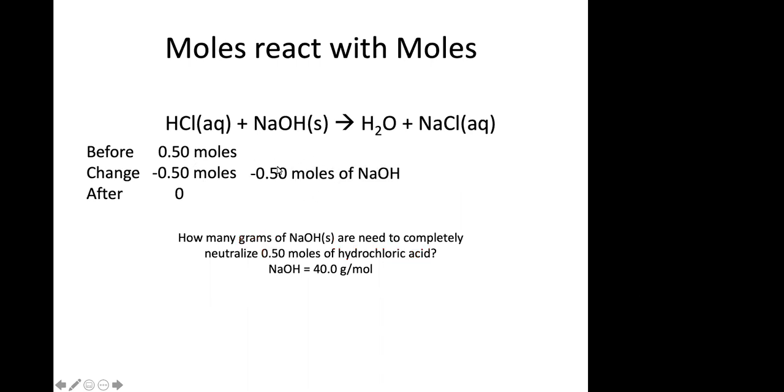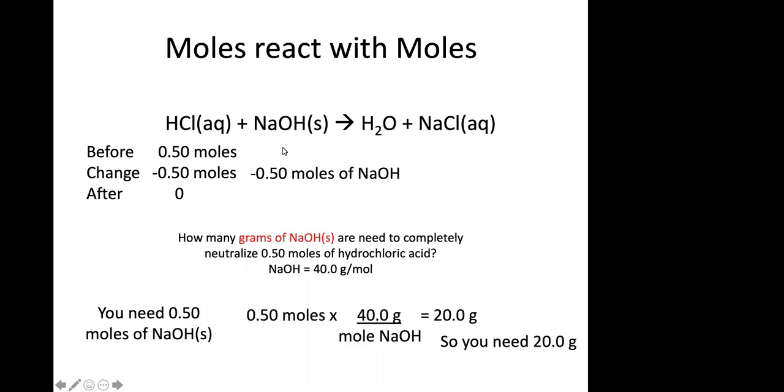In a way, I'm just looking at the left-hand side of the BCA table, just to keep track of what I had. So in order to use up half a mole of HCl, I'm going to need half a mole of sodium hydroxide. Now, in chapter 3, how would I do that? The question here is in terms of how many grams. So I know that I need half a mole.